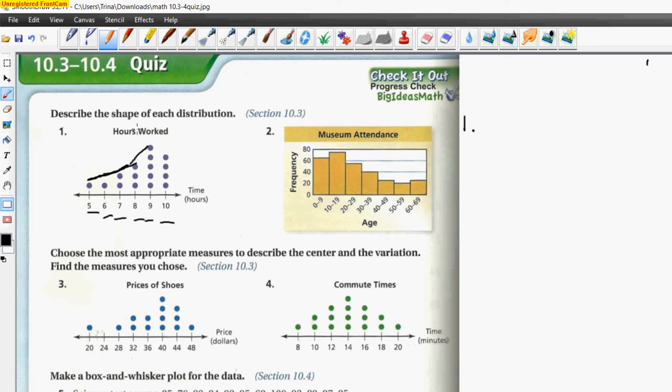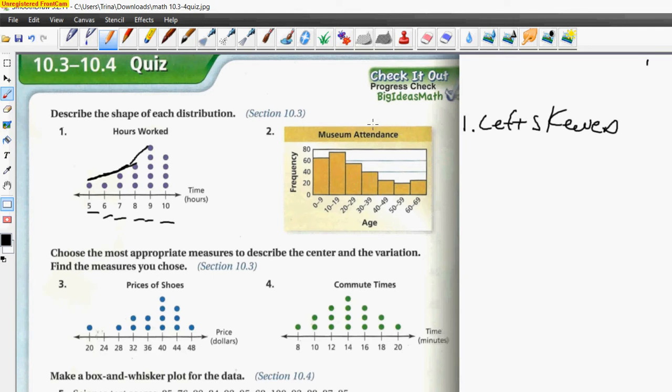That right there lets us know that if the majority of the data is on the right side, this is what we call left skewed. So this is a left skewed shape. Okay, a left skewed shape. So number one, it is left skewed. I'm going to write it down for you. I love saying that, skewed. All right, so that's where we're at for number one. Let's take a look at number two.